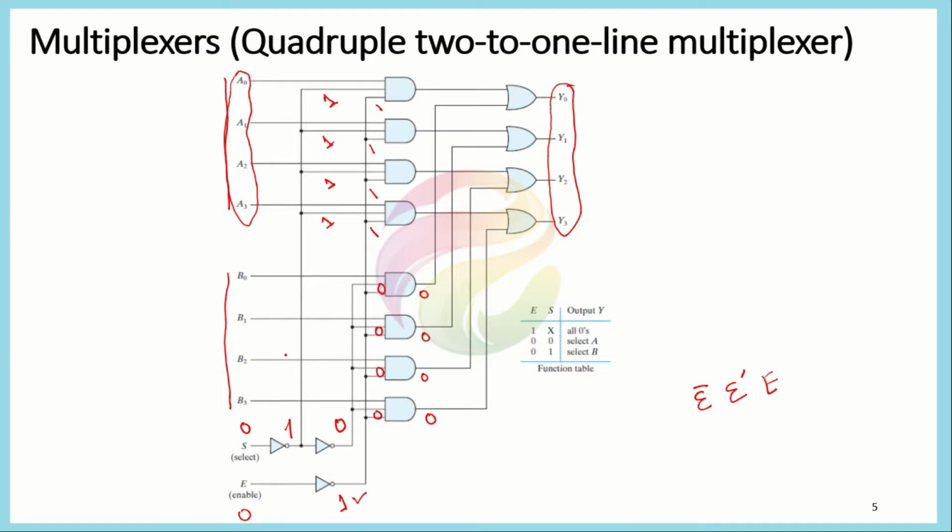Similarly, when we select S equal to 1, then this combination of 4 bits will be connected to the output. So this is a common implementation or use of a multiplexer in terms of having a number which is more than 1 bit.